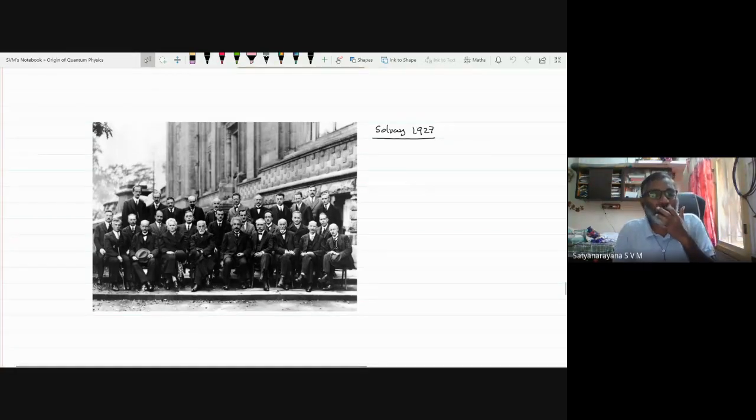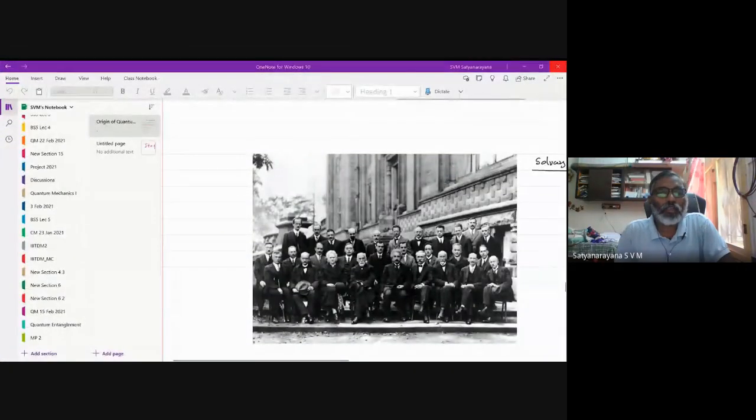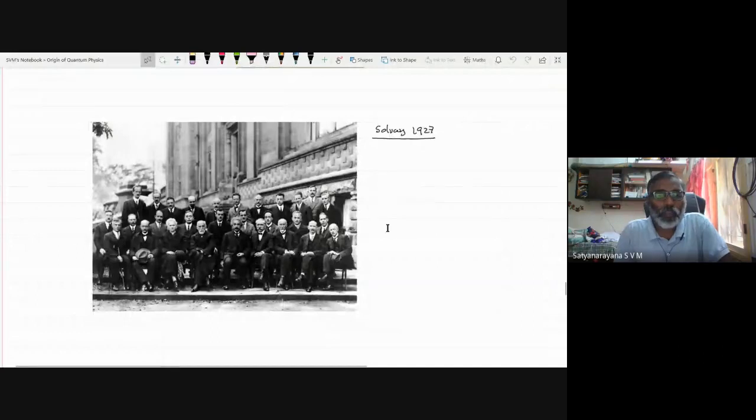Yes, sir. This is a famous picture of the 1927 Solvay conference, where the rules of quantum mechanics that we are now using were formulated. People say this is historically a very important picture because so many of the best brains came together and debated the issue and then formulated the theory, which is standing the test of time. I admit the theory has many doubts and discomforts, but it works very well as a practical tool.